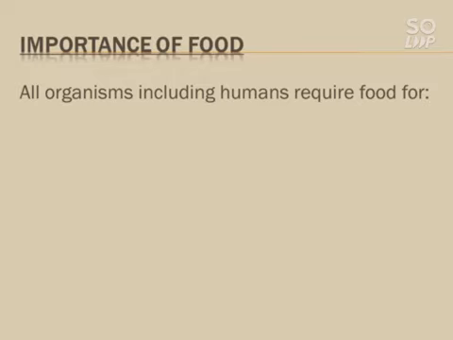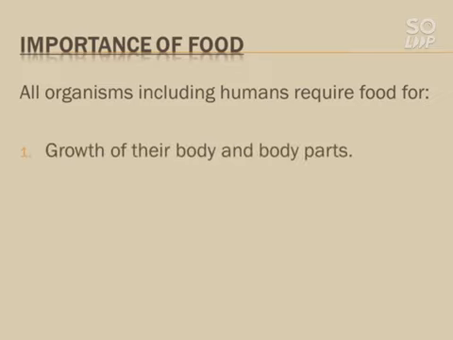And what do we get from source? We get food. So we should know what is the importance of food for living organisms. We living organisms require food for the following things. It is basically required for the growth of our body and our body parts. When we are young, let's say small child, where our body parts are growing, our height is increasing, our bones are elongating. So for that, we require food.